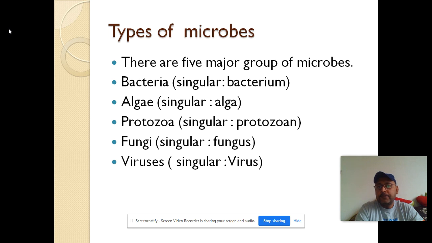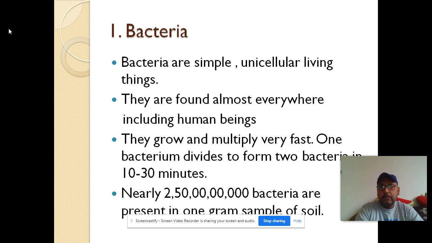Types of microbes. There are majorly five types of microbes: bacteria, algae, protozoa, fungi, and virus. Now we are going to discuss these one by one. First of all is the bacteria.